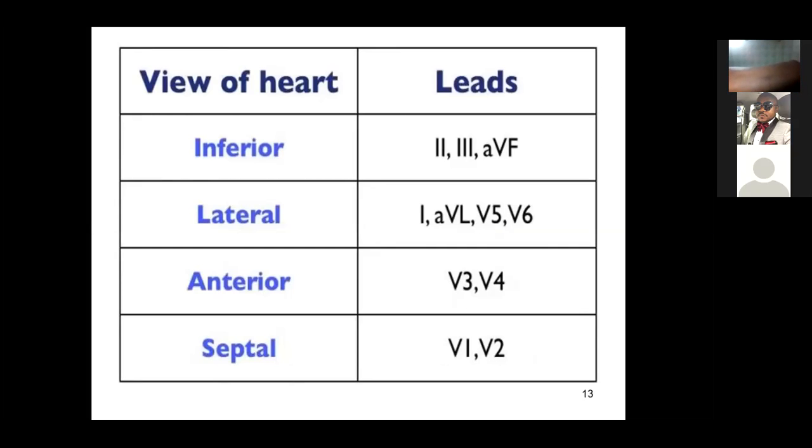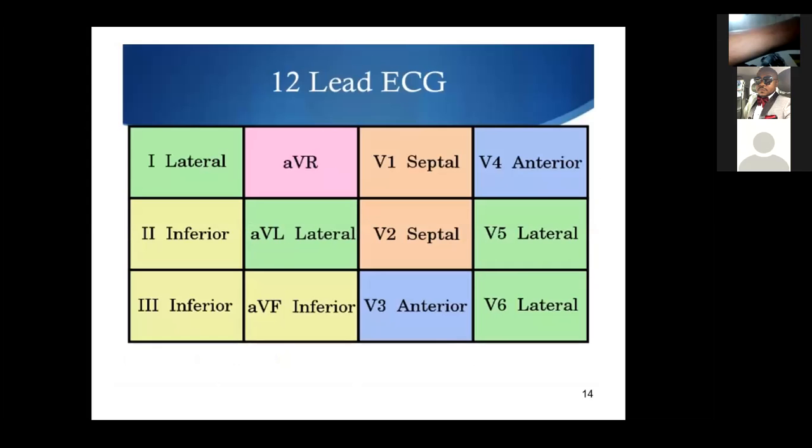Now, each of the leads has a view of the heart that it takes into consideration. The inferior portion of the heart is represented by the recordings from leads 2, 3, and aVF. The lateral view of the heart is shown by the recordings on leads 1, augmented left, V5 and V6. Anterior is shown by V3 and V4, while the septal portion of the heart is shown by V1 and V2. This is a diagram of a 12-lead ECG showing what I've just discussed so far.